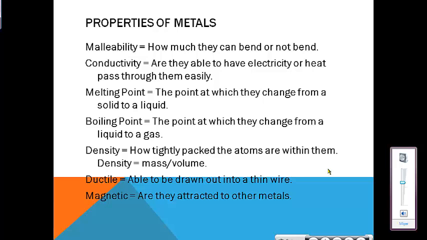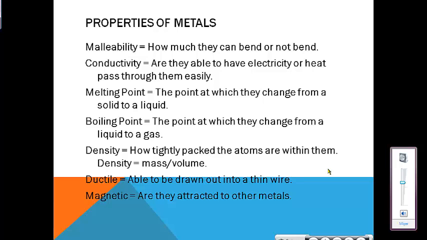You have the density of a metal. The density of the metal is how tightly packed the atoms are within the metal. The formula for figuring out the density is mass, how much matter is in the metal, divided by volume, which is how much space the metal takes up. So density equals how much matter is located within a certain amount of space.